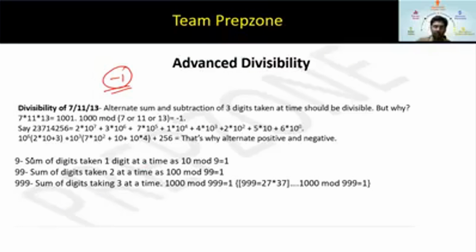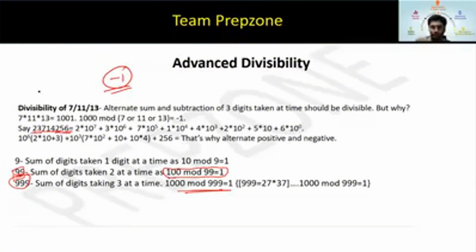But be attentive in the class, because if you are not attentive, then you will miss some important things that I'm telling you. Similarly, what will happen with 99? 100 mod 99 will be 1, right? So we'll make pairs of 100. That is why in 99 what we do, we make pairs of 2 digits: 56, 42, 71, 23. You will add all these. Similarly with 999, because 1000 mod 999 is 1, we make pairs of 3 digits and add it: 256, 714, 23. Right?